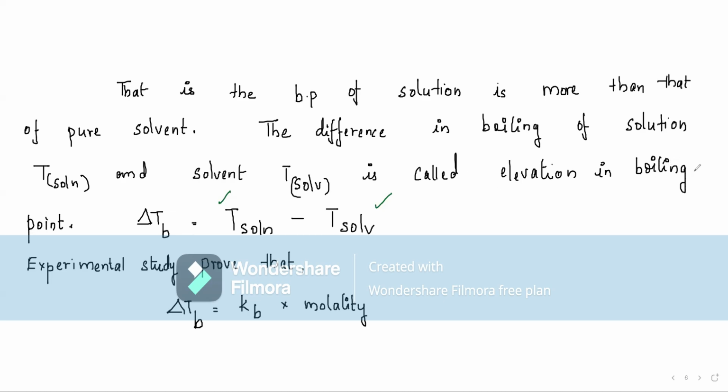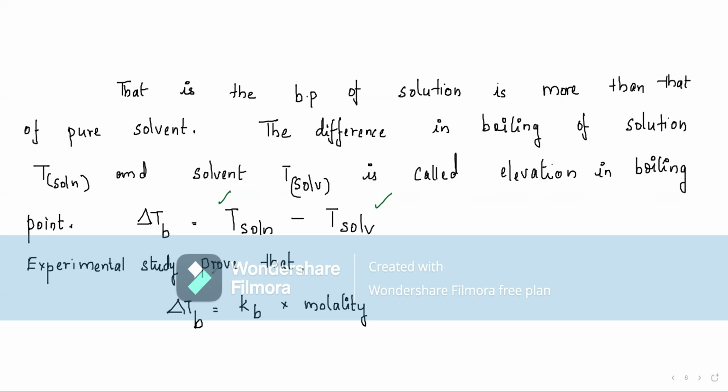So hereafter we represent elevation in boiling point as delta TB, where B stands for boiling. Delta TB is equal to T of solution minus T of solvent. And I'm skipping that experiment here. I'm just presenting the result of the experiment.